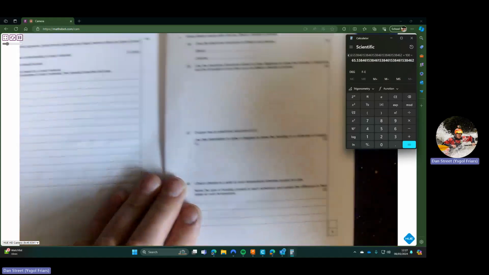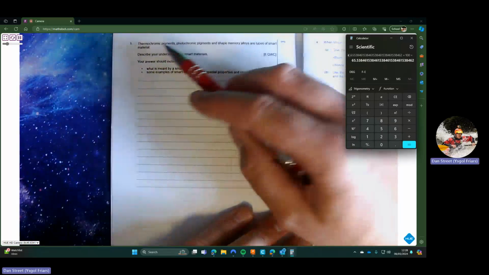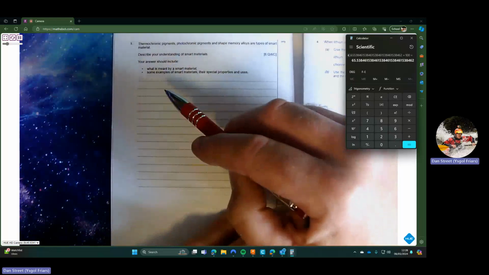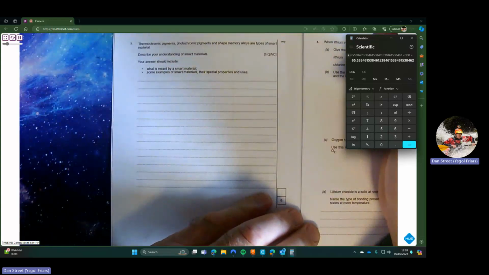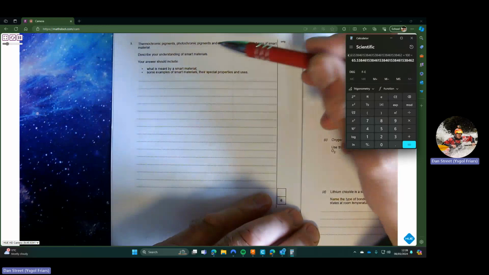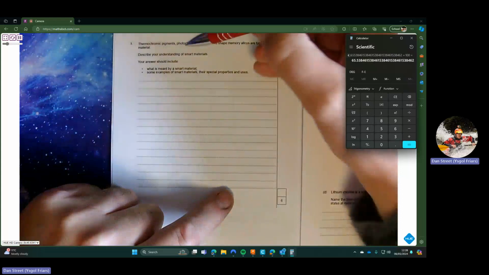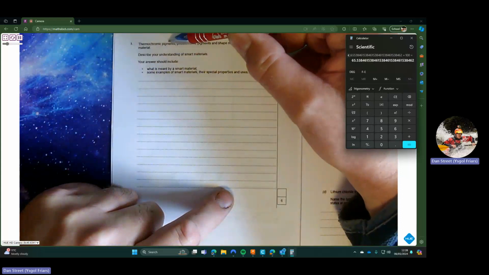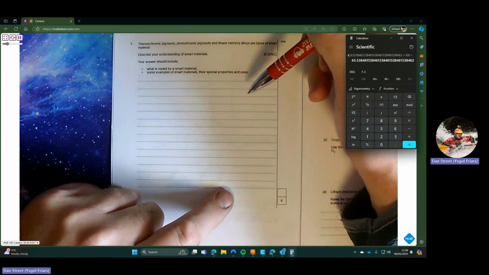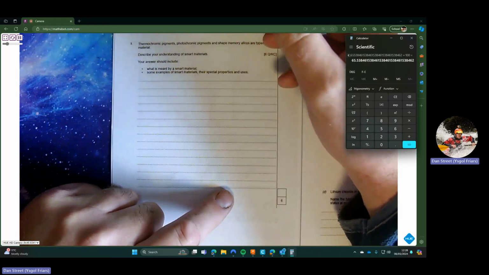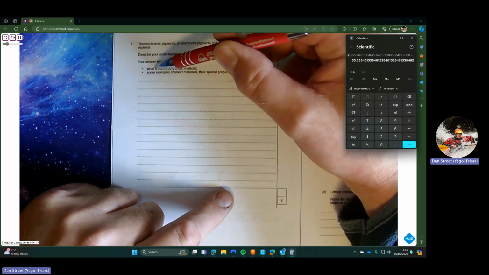Okay, moving along now. I did put this QWC question in. So thermochromic pigments, photochromic pigments, and shape memory alloys are types of smart material. Describe your understanding of smart materials. Your answer must include what is meant by smart material and some examples of smart materials, their special properties and uses. So we're given 3 different smart materials in the question, so it would be wise to take those as examples. There's 6 marks for this question. We need to come up with some examples, but their properties. So we need first of all to establish what is meant by smart material.